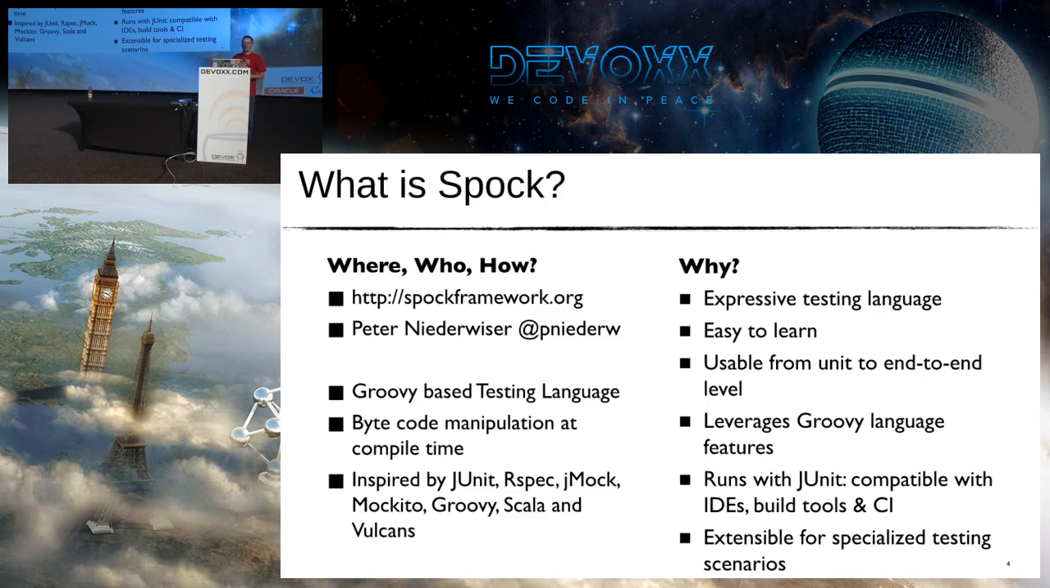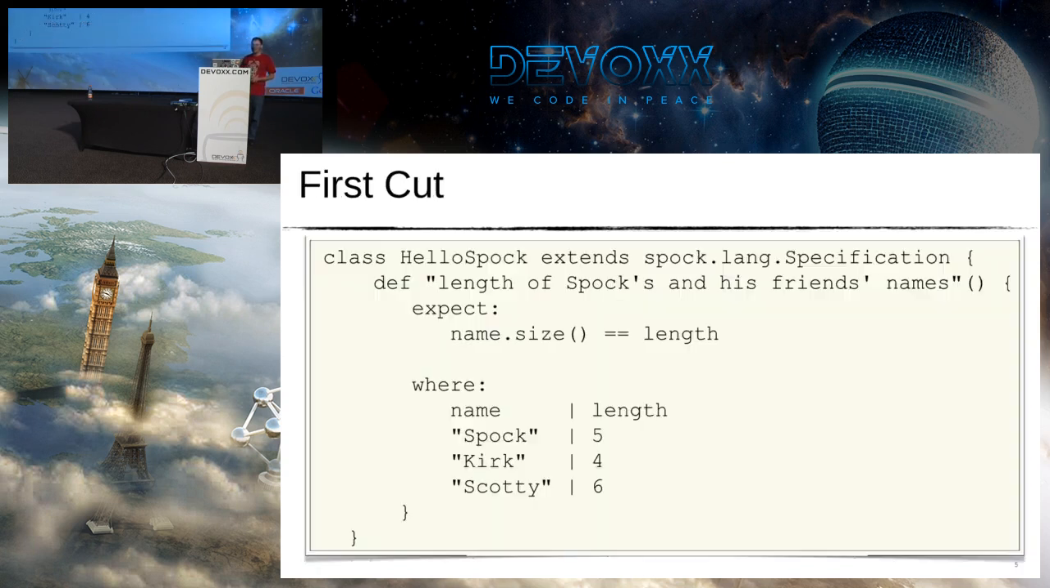There's perfect support for Spock in IDEs and CI servers. So if you already know how to run JUnit tests and TestNG, just migrating to Spock is as easy as putting in a new dependency, and that's it. So let's see a first cut of a Hello World specification in Spock.